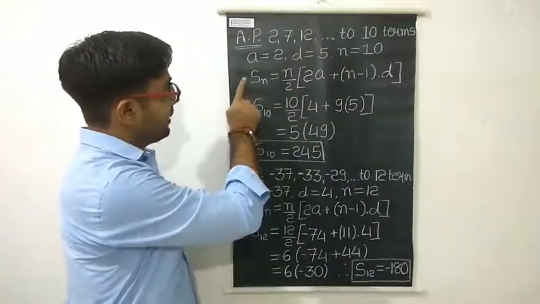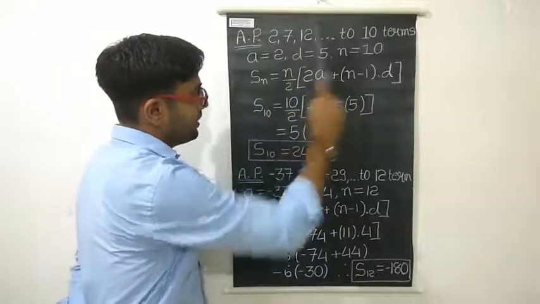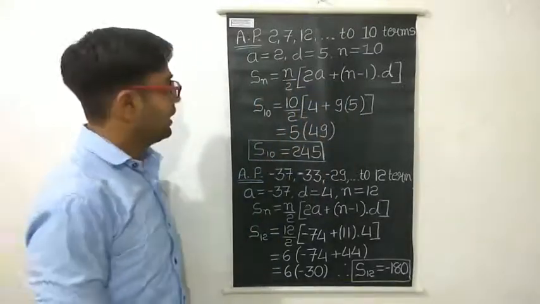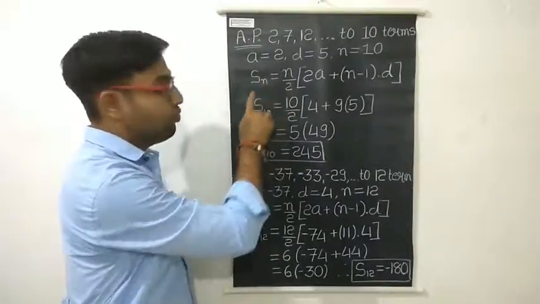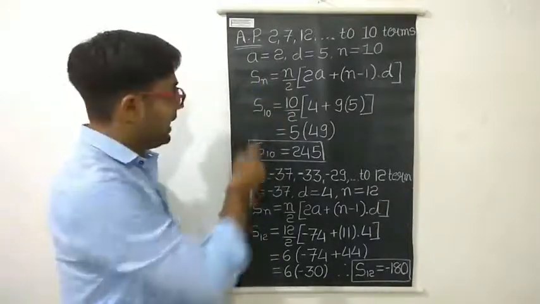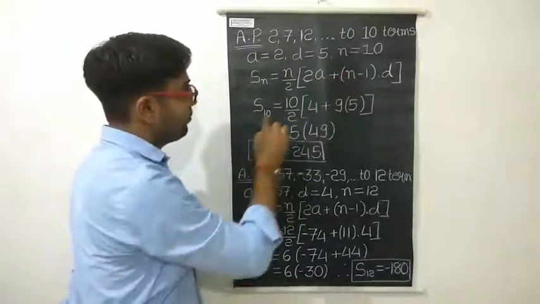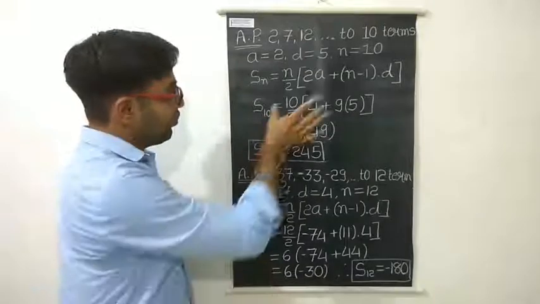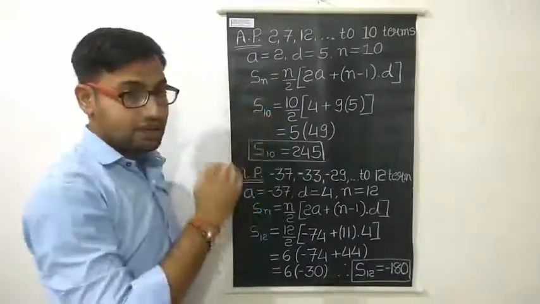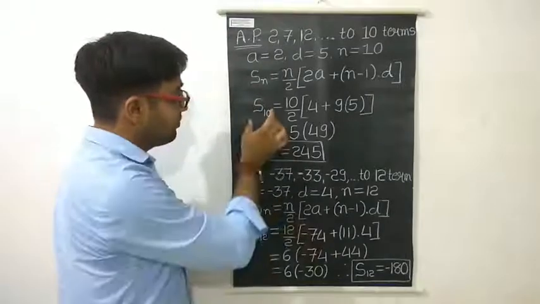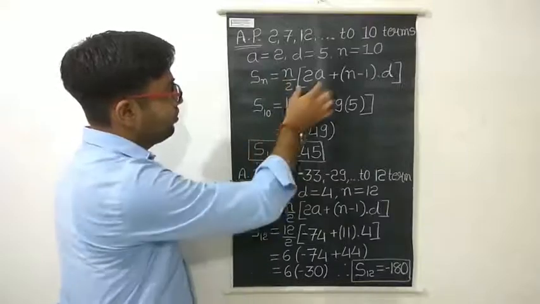According to this formula, S_n equals n by 2 in the bracket (2a plus (n minus 1) into d). Now why do we write n here? This represents the number of terms we want to add. So S_10. Now in place of n we put 10. Put down all the values here. S_10 represents that we want to add the 10 terms of the AP. So here 10 upon 2, 2a.